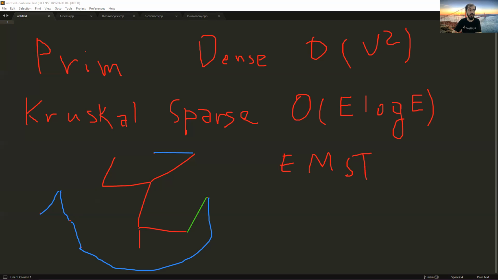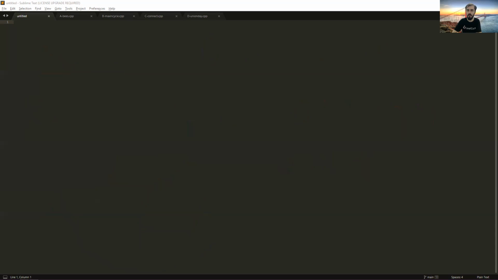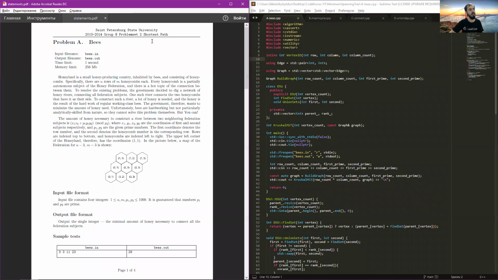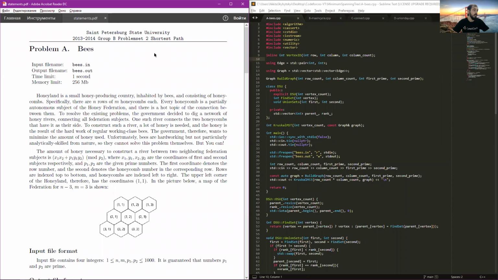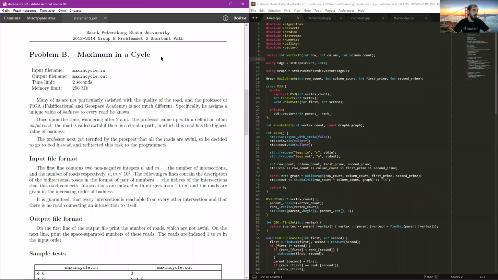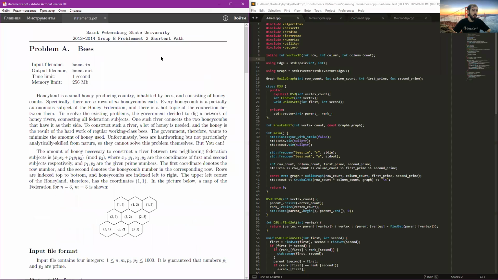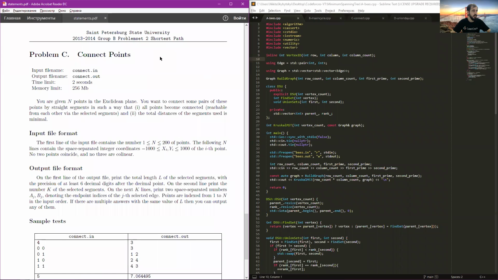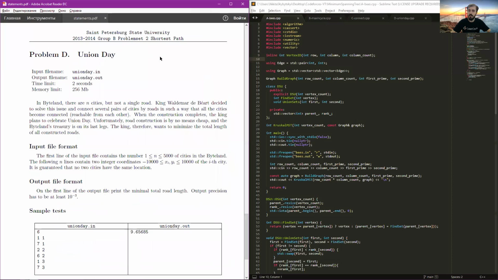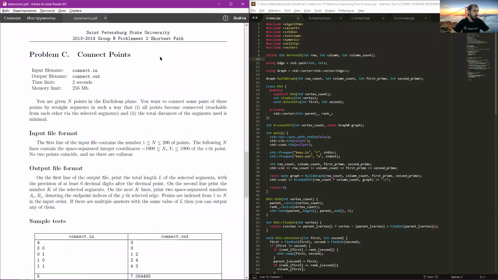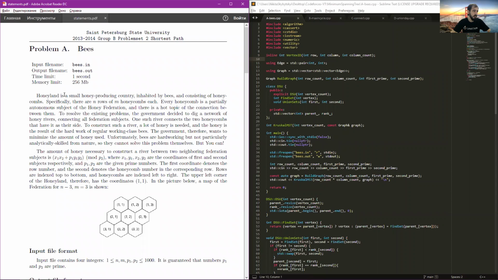You're 100% confident that what you write works. Not because somebody proved it, but because you know yourself what the algorithm does, why it succeeds, and things like that. With that in mind, let's cover a couple of problems. We have 4 problems today. Problems A and B are about Kruskal's algorithm. They have sparse graphs. Problems C and D are about Prim's algorithm. They have dense graphs. And you'll see the construction in a minute.